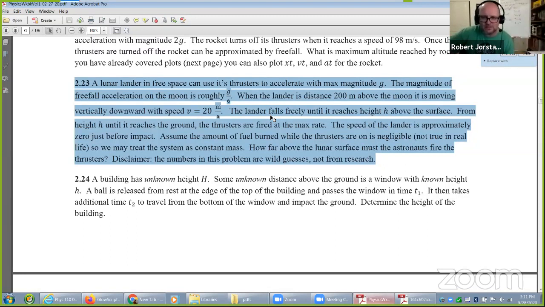The lander is 200 meters above the moon. Let's say it's moving downwards with this speed. The lander falls freely until it reaches this height above the surface. From that height until the ground, the thrusters are fired at max rate. So basically you're falling, and then you get close to the moon. When you're distance h above the moon, you fire the thrusters and try not to die. The speed of the lander is approximately 0 just before impact. We're going to ignore the mass of the fuel burned, which is not true in real life, but hopefully it's approximately true. And so this would give you an idea approximately where you need to fire.